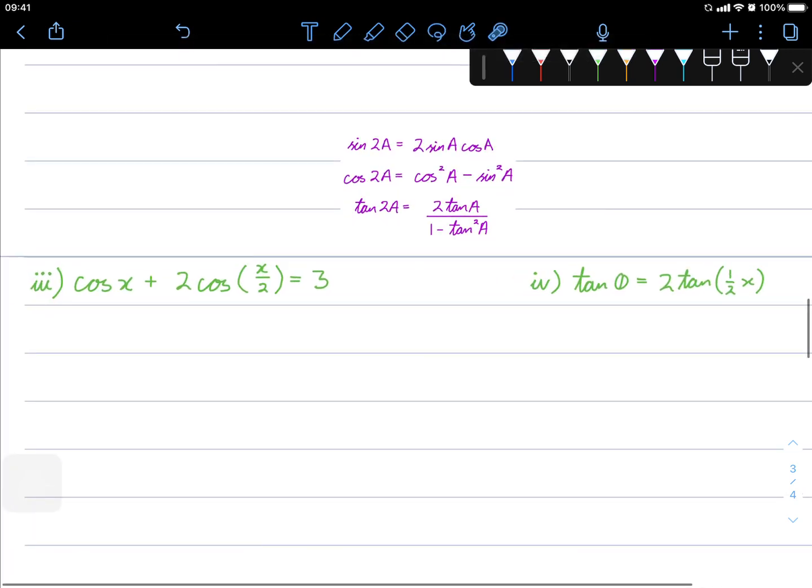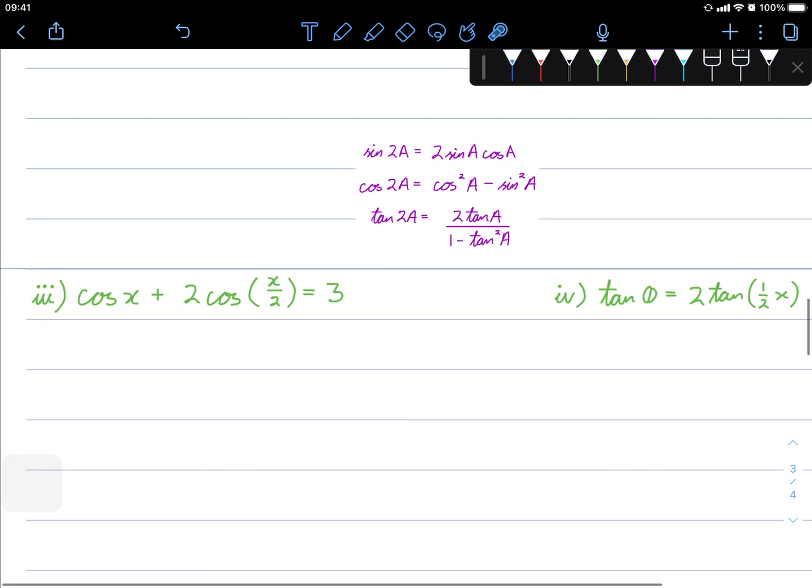So take a look. It seems as if we don't have a double angle, do we? However, half of x is kind of similar to a double. So what we can do here is let u equal x over 2. How do we get x? Well, if we do 2 times u, that gives us x.